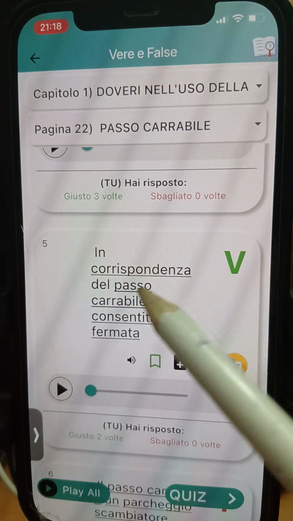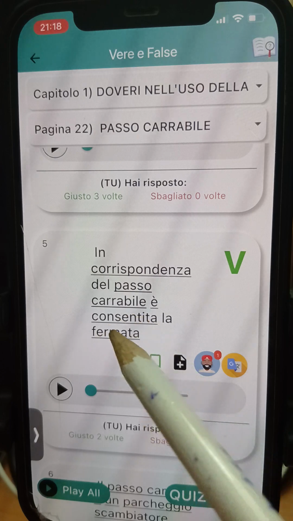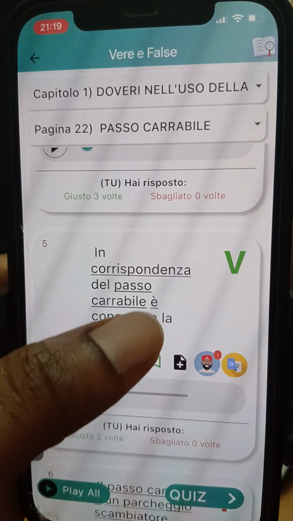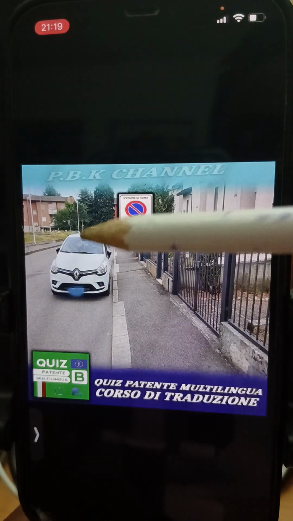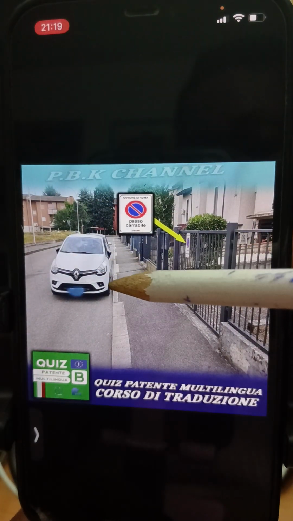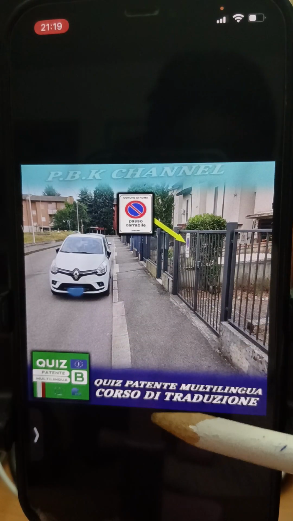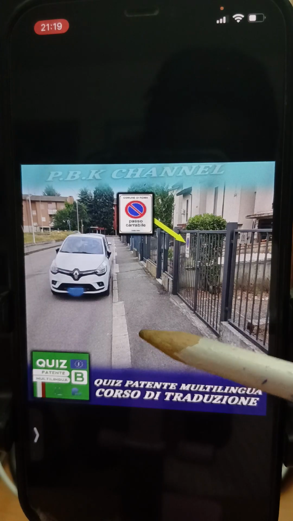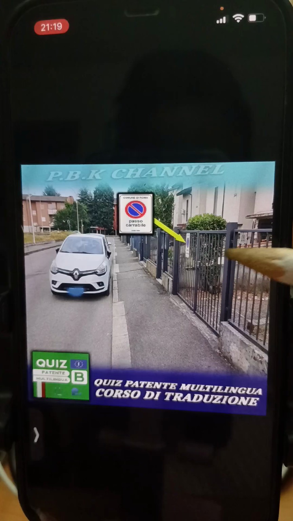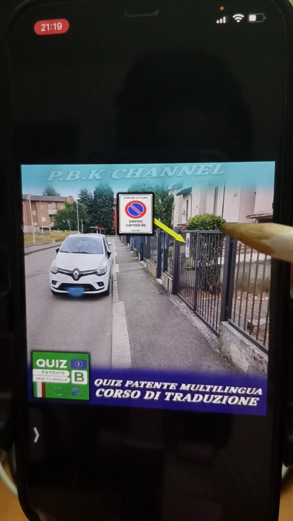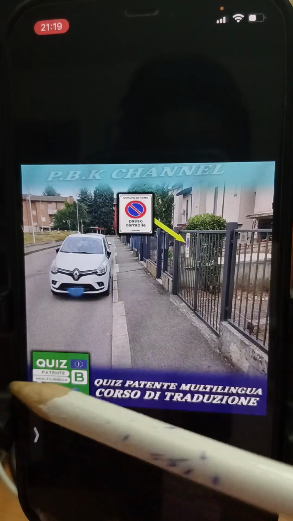In correspondence with the passo carabile, the exact spot, the front where you can see it, let me show you. This front here, this white vehicle, as long as it is not parking it wants to do, they allow it to stop. You can stop, but you cannot park. You can stop here, maybe you want to carry someone inside who wants to come meet you, you just stop and that one goes in. Then you zoom off, you go.